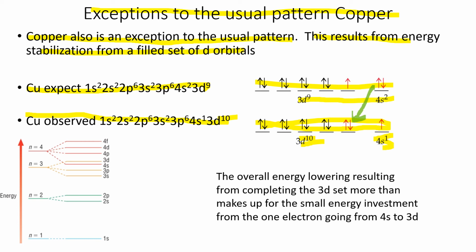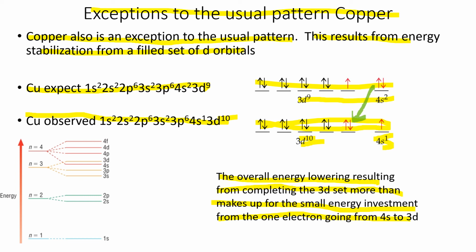Well, where's going to be our energy investment return here? Well, it turns out if you compare what we expect from what we observe, what you would expect is you have the 4s filled, the 3d almost filled. What you get is actually the opposite. The 3d is filled and the 4s is almost filled. It turns out filling up that 3d set lowers the energy. That's where we're getting our energy return from. So the energy lowering resulting from completing the 3d set makes up for the small energy investment we had to take on to go from 4s to 3d.